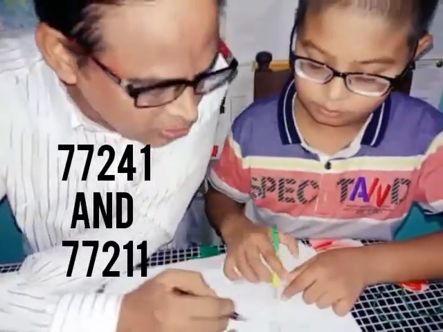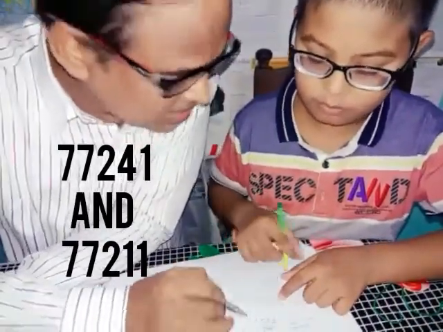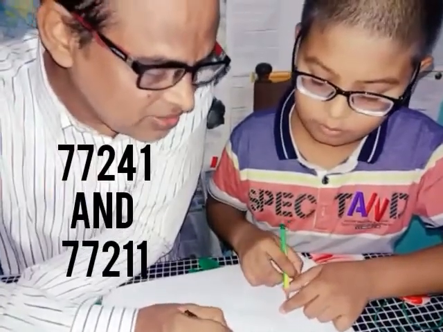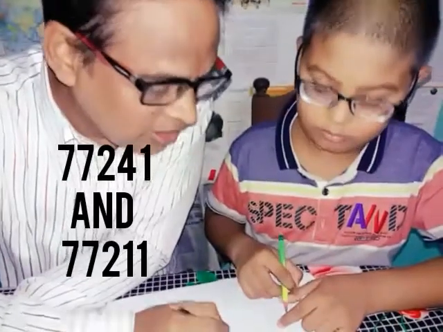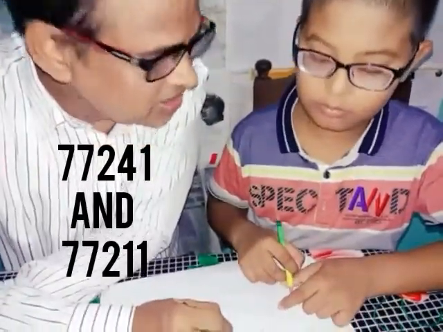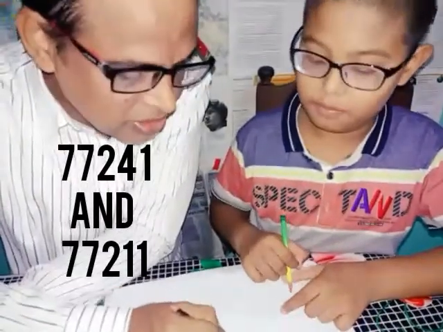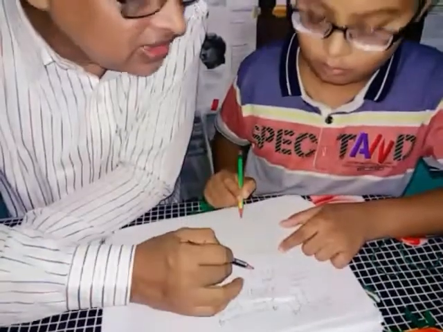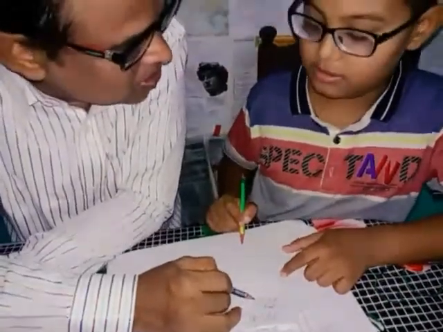So we can check the tens place. Here you see the tens digit is 4, and here the tens digit is 1. So this 4 is bigger than this. So this number is greater than this. Give the greater than sign. Cool. So it is greater than this number. You get it? Yes. Awesome.